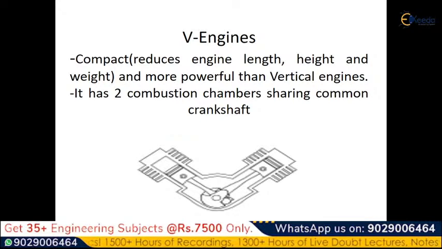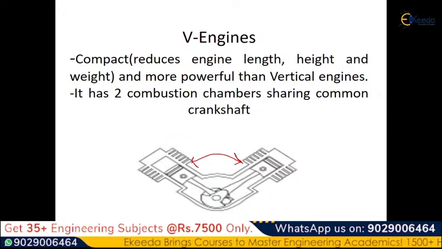So V engines are the type of engine where two connecting rods run on a common shaft, or we can also say that in this the cylinders are grouped together at a certain angle in such a way that they share a common crank. And the common angles at which the cylinders are grouped are usually 45 degrees, 60 degrees and 90 degrees.